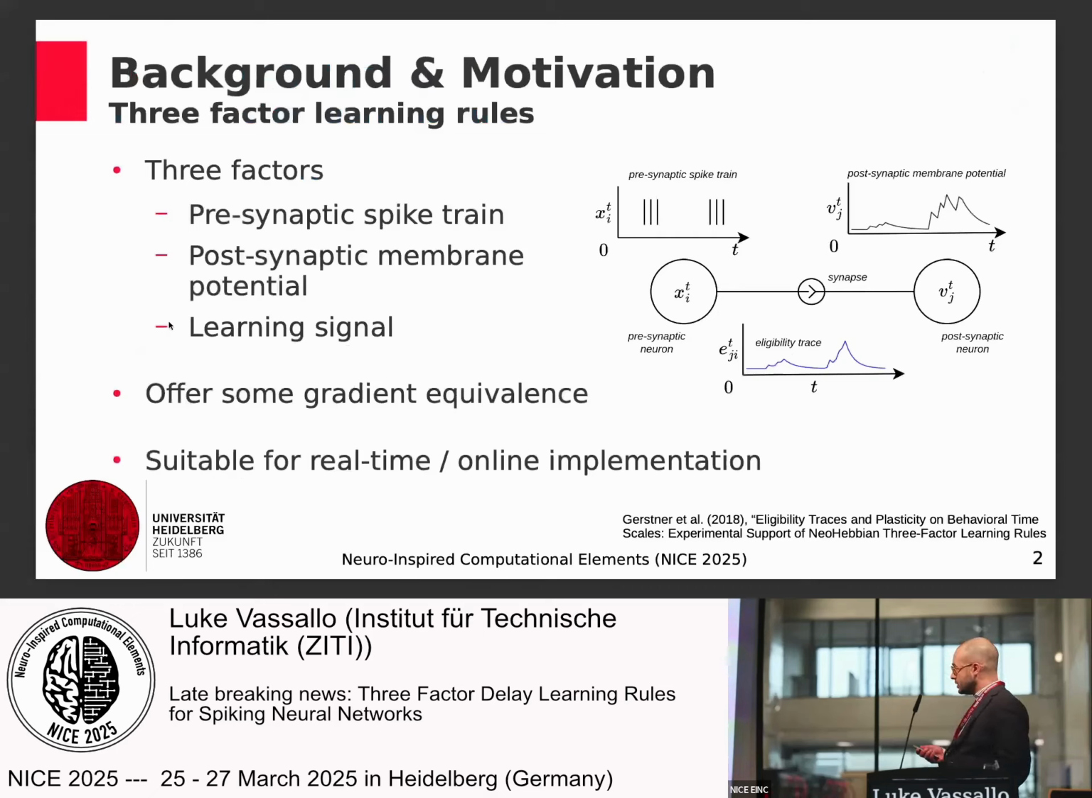The first two factors comprise the eligibility trace, which is a function of the presynaptic activity and postsynaptic membrane potential. Essentially, it tracks the activity of the synapse across time. What differentiates these rules from Hebbian learning style rules is that the value of the eligibility trace is modulated into a synaptic change in the presence of the third factor, or the learning signal.